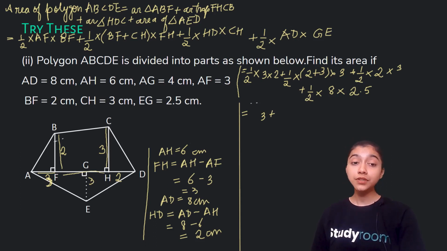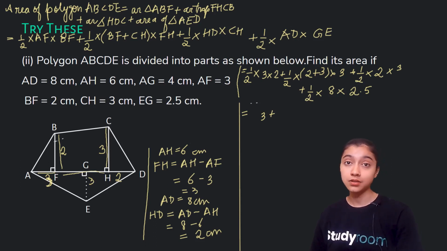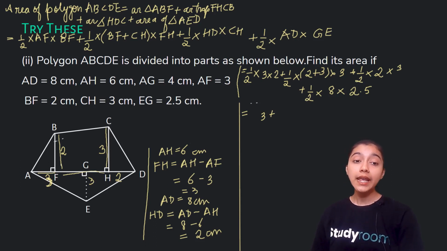So the area of this first triangle, that is AFB, will be equal to half into base into height, that is half into AF multiplied with FB. The area of the second figure, that is the trapezium, will be equal to half into the sum of parallel sides into the perpendicular distance between them. So it will be half, the sum of parallel sides BF and CH, so BF plus CH, multiplied by the perpendicular distance between them, that is FH.